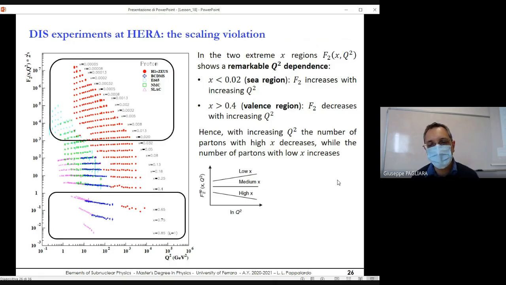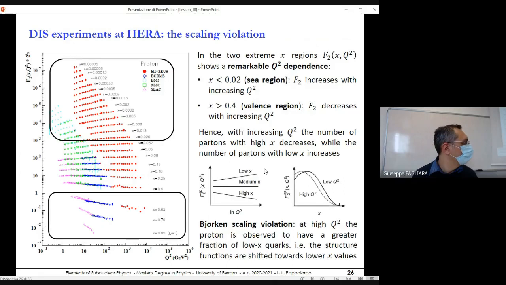So first of all, the observation is that with increasing Q square, the number of partons with high x decreases, while with increasing Q square, the number of partons with low x increases. And this is indeed the manifestation of the breaking of the Bjorken scaling. We talk about Bjorken scaling violation. So there is actually a clear Q square dependence of our structure function in opposite regimes. In particular, at high Q square, the proton is observed to have a greater fraction of low x quarks. Or in other words, the structure function at high Q square is shifted towards lower values of x.